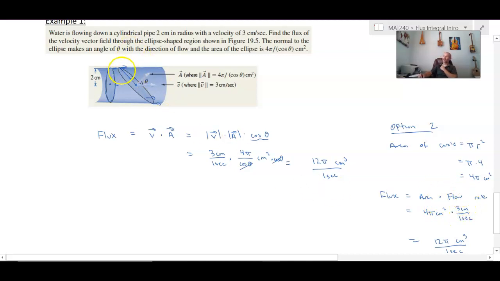But if dealing with the area of this tilted ellipse is given to me as 4 pi over cosine theta, if that is the actual area of this tilted ellipse, and it's tilted relative to the velocity vector by an angle of theta, relative to the area vector, then I do need to multiply the product of their lengths by cosine of theta to adjust for it.